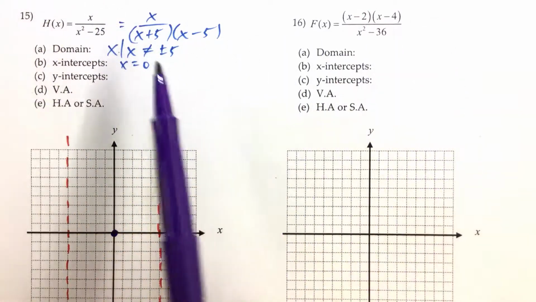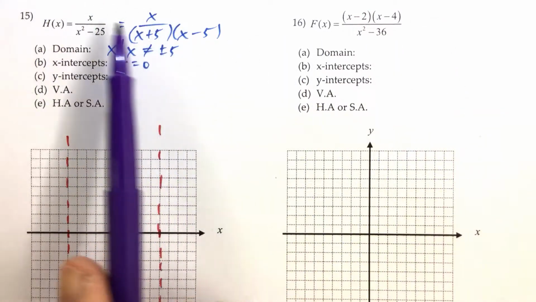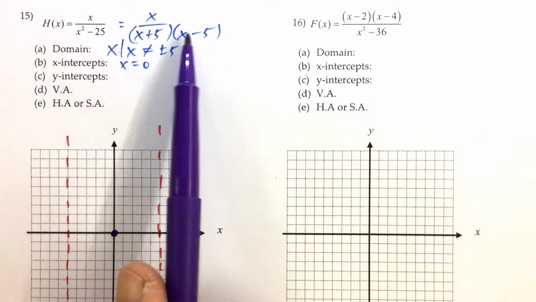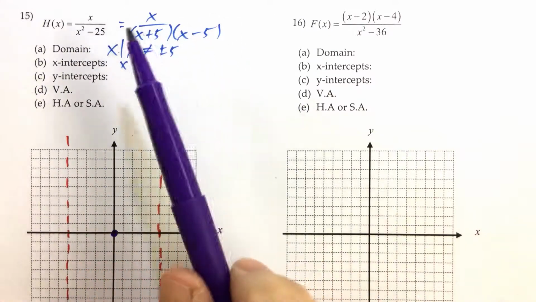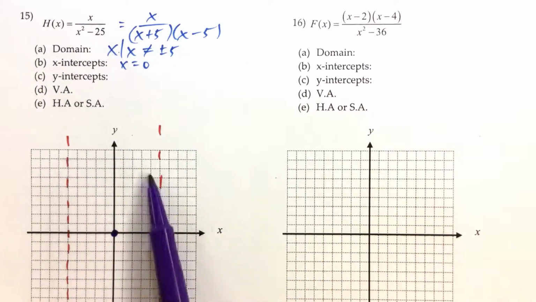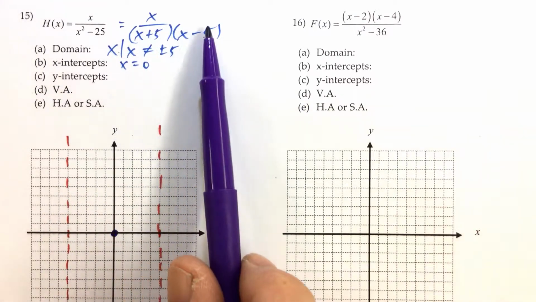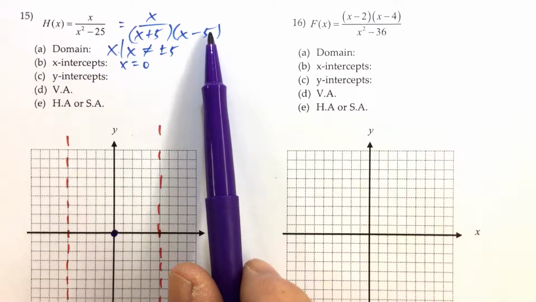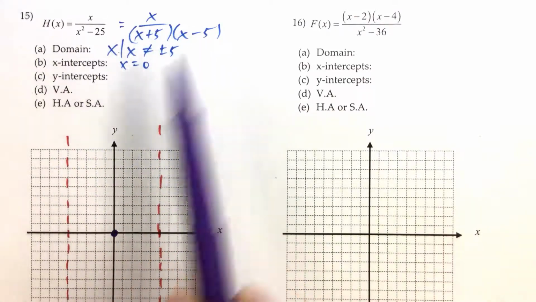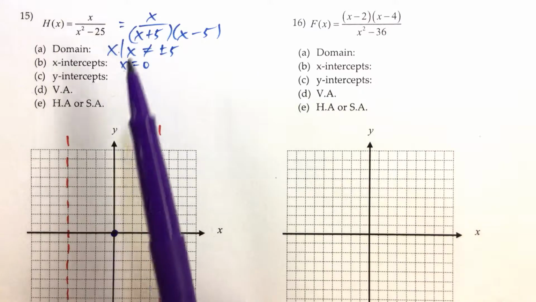For numbers 15 and 16, starting with 15 here, we're going to go ahead and factor both the numerator and denominator. The denominator here is the only one that factors. Setting the factors equal to 0, we find that we have vertical asymptotes at -5 and 5. If we canceled the factors, those would become the holes. But we didn't cancel them, so those are vertical asymptotes.